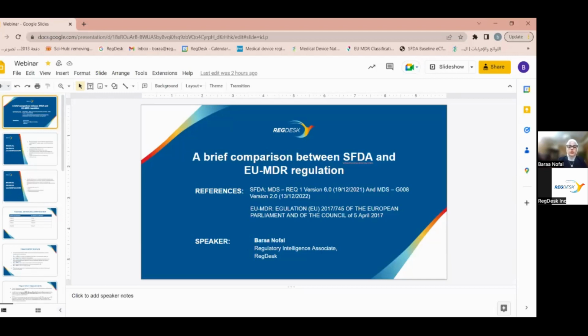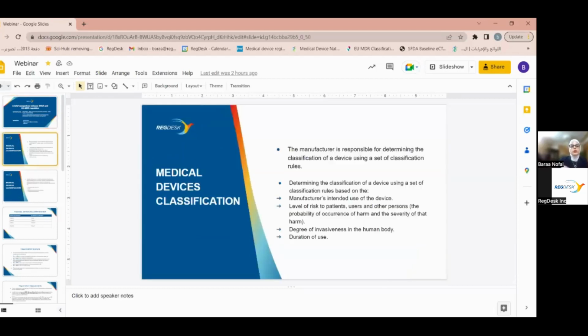For the EU MDR, on the other hand, I referred to the regulation of the MDR that was published on the 5th of April 2017. So firstly, when we talk about medical device classifications, we are all aware that the manufacturer is responsible for determining the classification of a device. And when they need to classify their product, they need to rely on some rules.